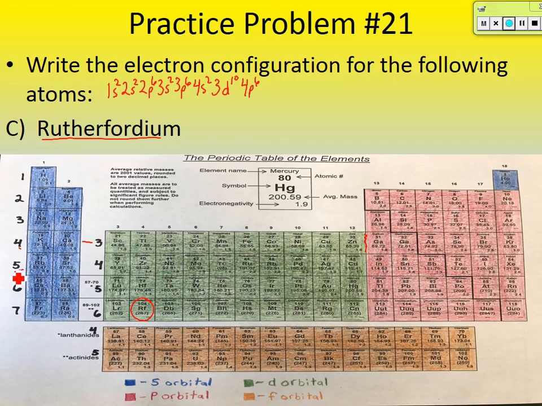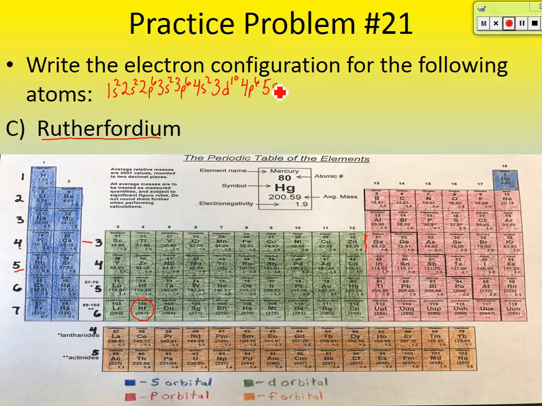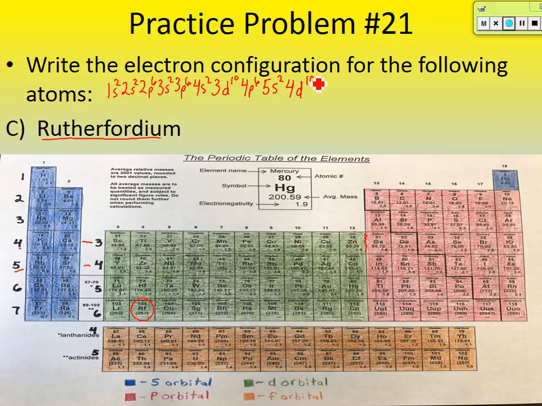Let's go to the fifth. 5s2. Be careful. Drops down to the fourth, d10. Okay, so we're right here. Goes back up. So right here it goes back up to 5p6. So 5p6, we're right here. Let's go to the next row down, which is 6.